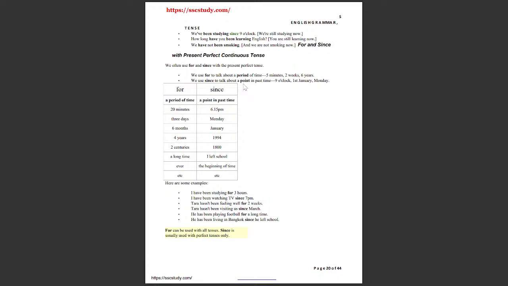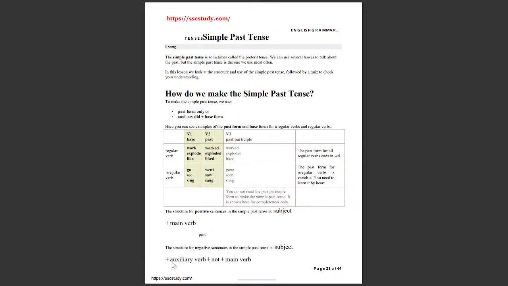With the present perfect continuous tense, we also use for and since, as I already said. We use for to talk about a period, and since for a point in time. So we have a period of time and a point in the past: they have been studying for 3 hours. I have been watching TV since 7 p.m. How to use these? For can be used with all the tenses. Since is usually used with the perfect tenses only.